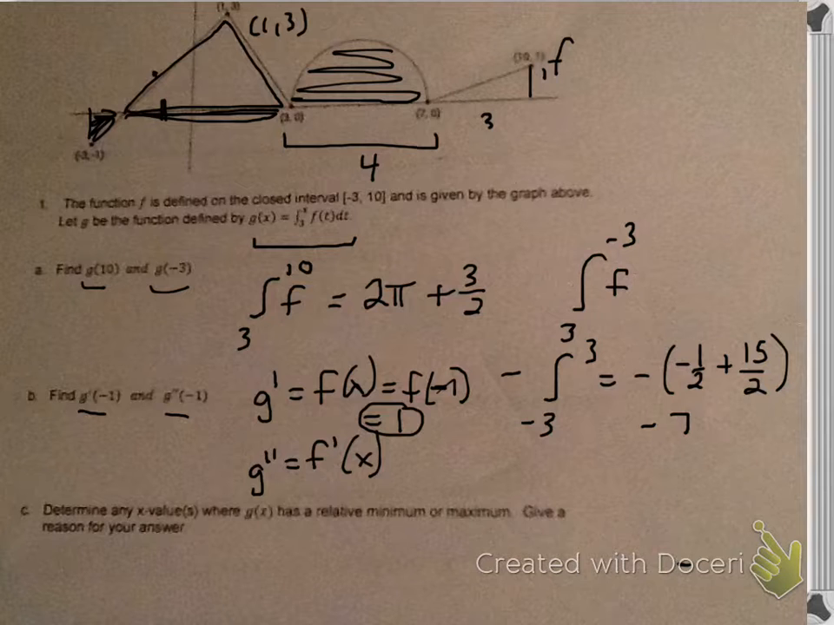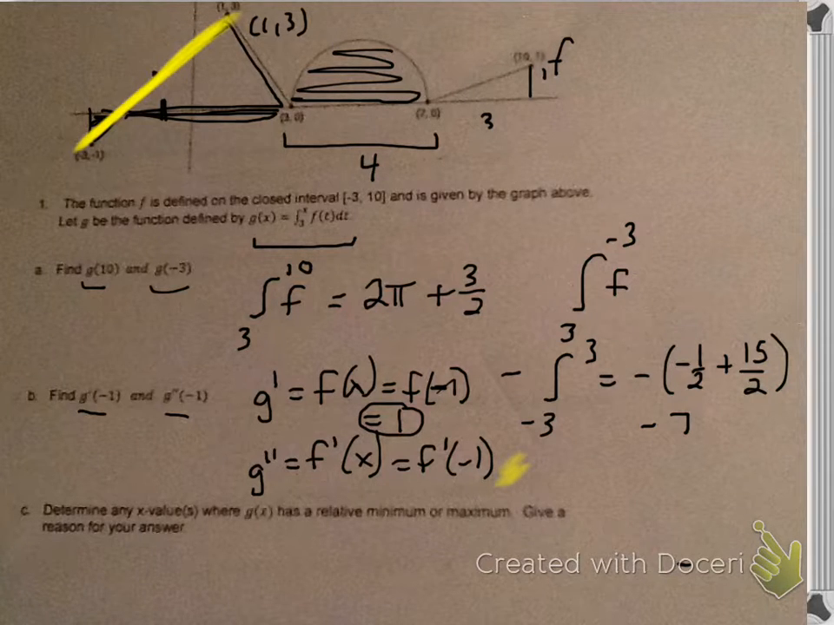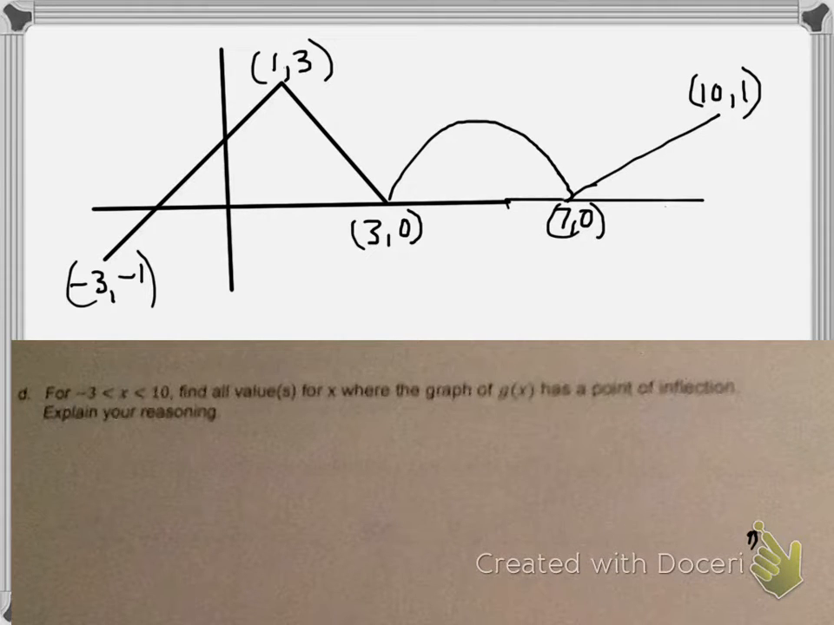G double prime, which is f prime of x, is f prime of negative 1. So we need to find the slope at negative 1, which is this slope right here. I'll use a highlighter. You can just do the slope formula. Y minus y over x minus x. So 3 minus negative 1 over 1 minus negative 3, which is just 1.